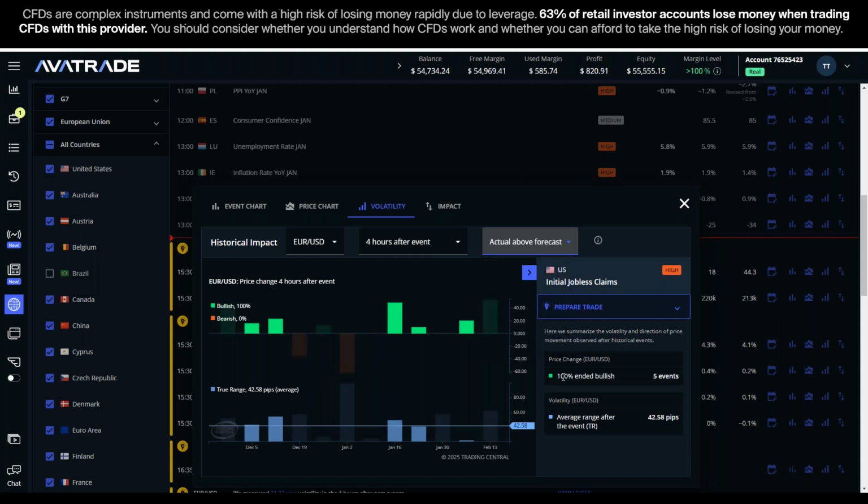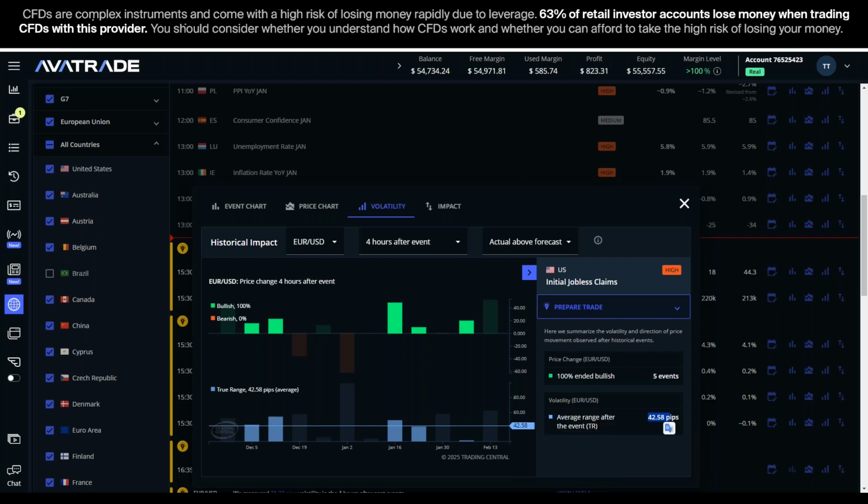Okay, so above forecast, or worse than expected data. What has happened in the past? 100% of the time, the euro went up against the US dollar. So the US dollar weakened with bad economic data with this announcement. So with higher than expected jobless claims, the euro went up 100% of the time in the recent past. And we're not talking about a small rise. In the 4 hours after, it went up over 42 pips. Average range movement, 42 plus pips.